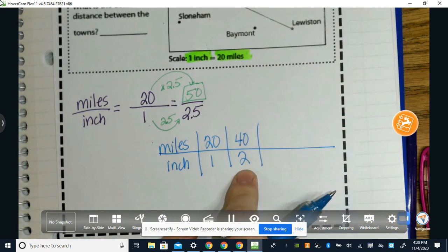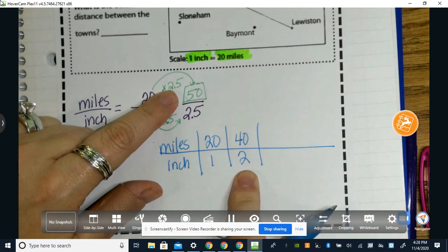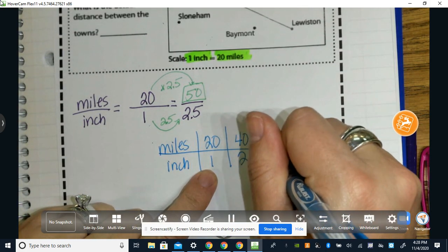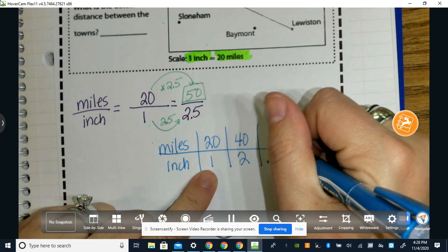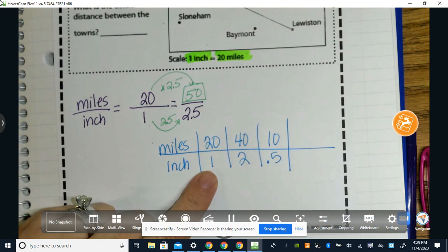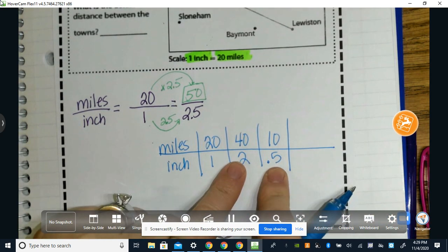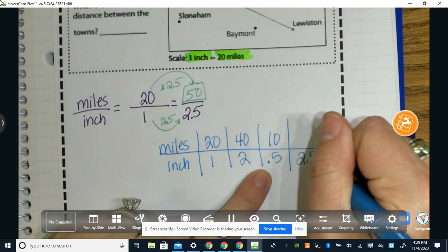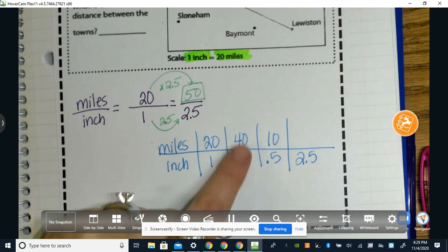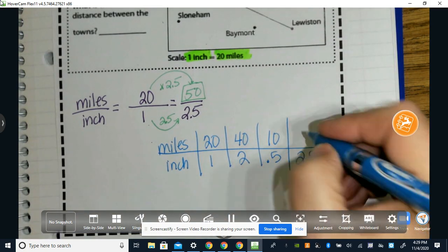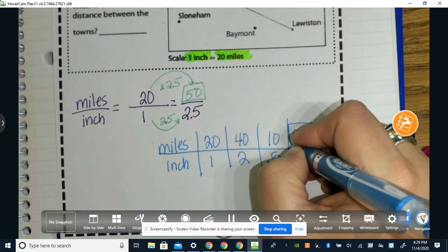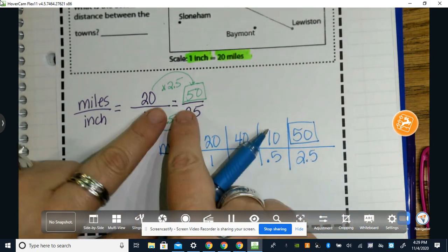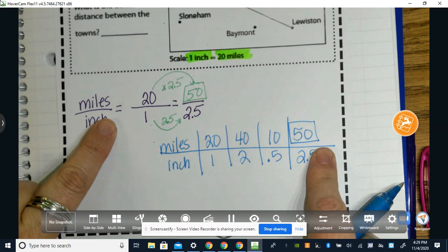Okay, so I'm getting close. I'm at 2 inches. I need a half inch to go. Well, if I half 1, I get a half. If I half 20, I get 10. So now I have 2 and I have a half. If I add those 2 together, I get 2.5. Then I add the top, which is 40 plus 10, which gives me 50. 50 and 50. Same answer, 2 different ways to show how I got it.